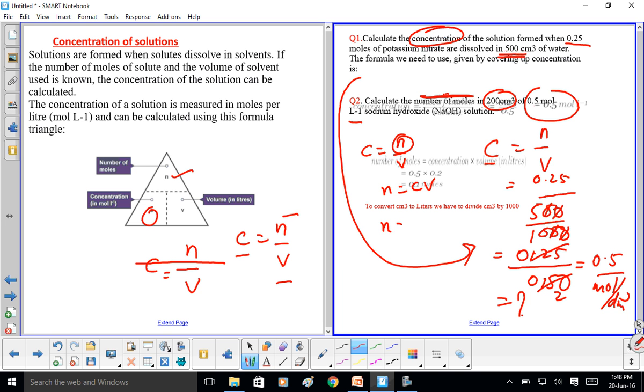So N is equal to the concentration, which is 0.5, times the volume, which is 200. I need to convert again, 200 by 1000, which is 0.2. So 0.5 into 0.2 is 0.1 moles. This is how we will solve the questions based on moles.